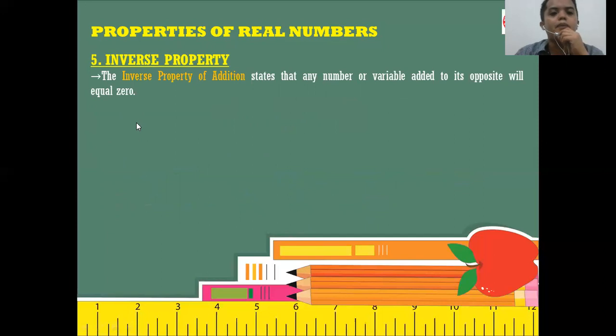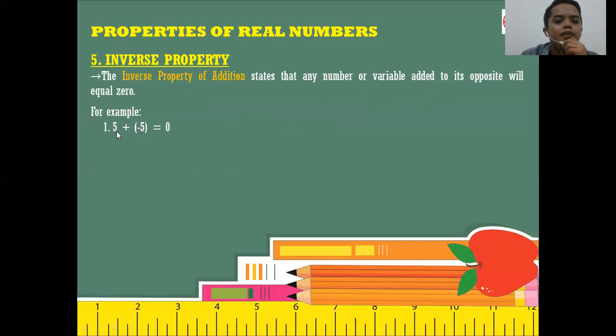For the inverse property of addition, it states that any number or variable added to its opposite will equal 0. For example, 5 plus negative 5. By the way, the opposite is the additive inverse. I repeat, the one that you add is the additive inverse, and when you add that additive inverse to the number, it results in 0.